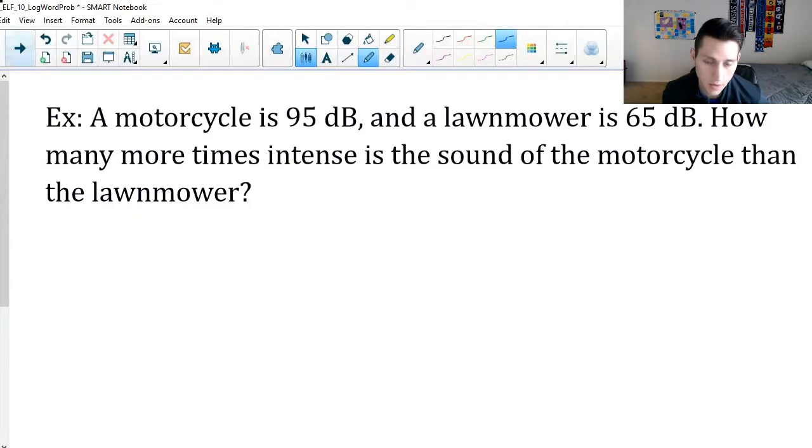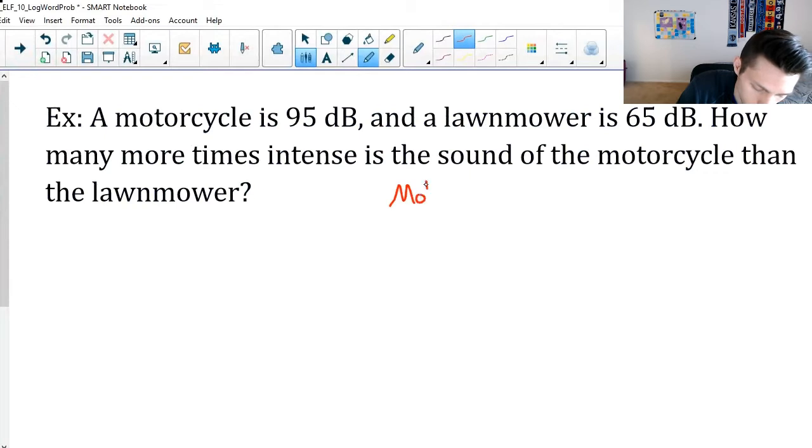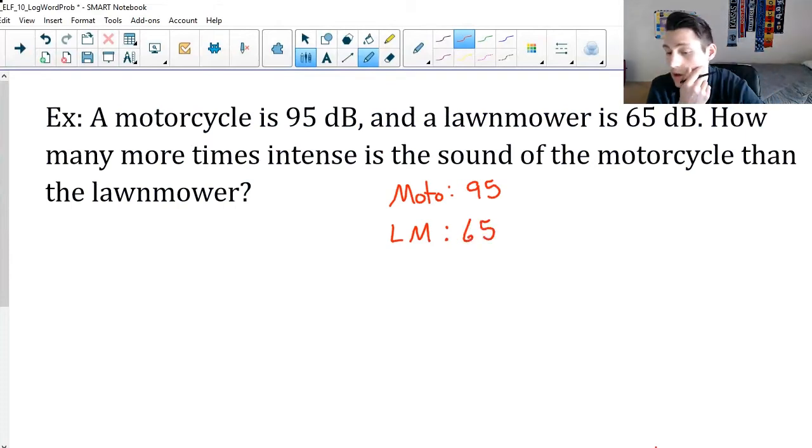Okay. Next one. A motorcycle is 95 decibels and a lawnmower is 65 decibels. How many more times intense is the sound of the motorcycle than the lawnmower? Okay, so again, let me just write out: motorcycle, 95. Lawnmower, 65. Also, the earthquake in Chile is 9.5 on the scale. Yeah, that's wild. That's horrifying. I can't even imagine.